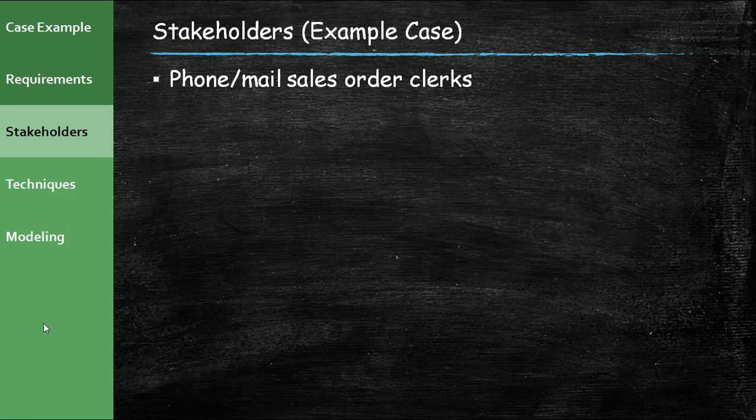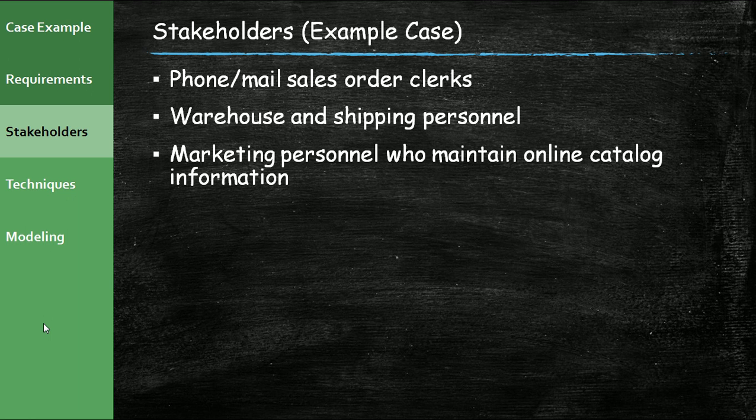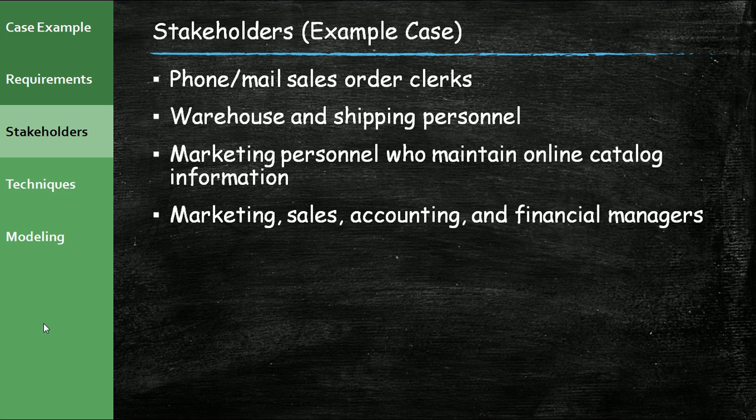In our example case, some of the stakeholders that we can identify are the order clerks. Those would be operational stakeholders. We have the warehouse and shipping personnel, again, operational stakeholders. They're internal stakeholders as well. We have marketing personnel who maintain the online catalog. Marketing, sales, accounting, and financial managers, that might be our executive stakeholders. And then senior executives, which of course are executive stakeholders. So these might be some examples of internal stakeholders.